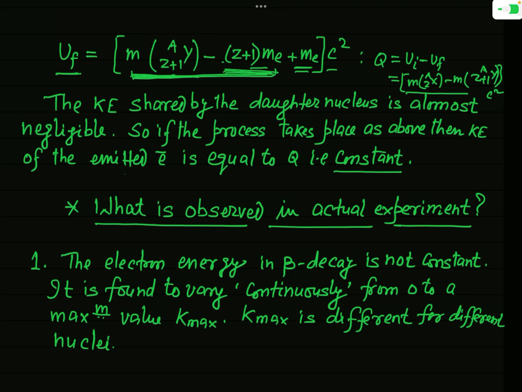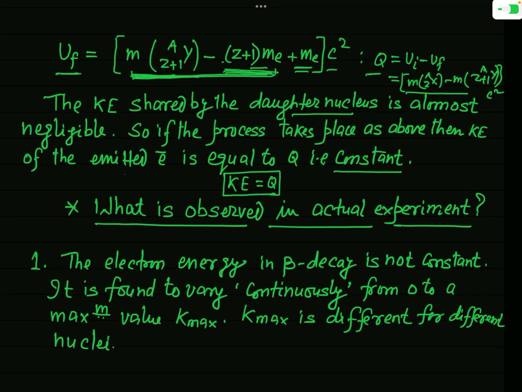You know the Q value of the process is shared as kinetic energy by the products, and here in the product there is a daughter nucleus and an electron. As the daughter nucleus is so heavy that we can think that the kinetic energy shared by the daughter nucleus is almost negligible, almost zero. So you can assume that the total Q value appears as the kinetic energy of the emitted electron. So what will be the kinetic energy of the emitted electron? That will be simply equal to Q.